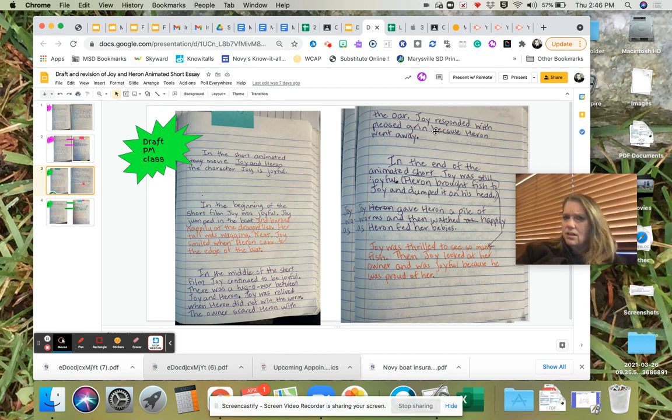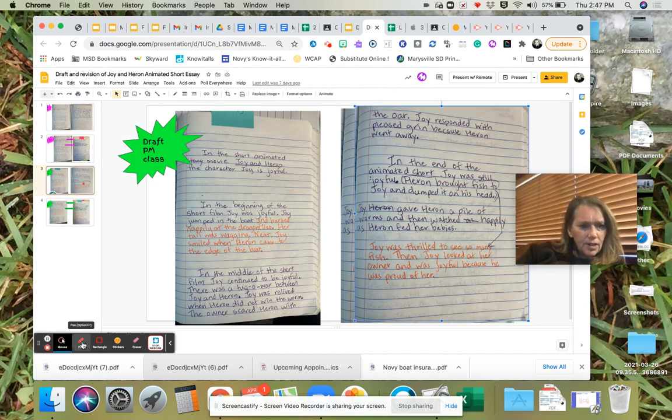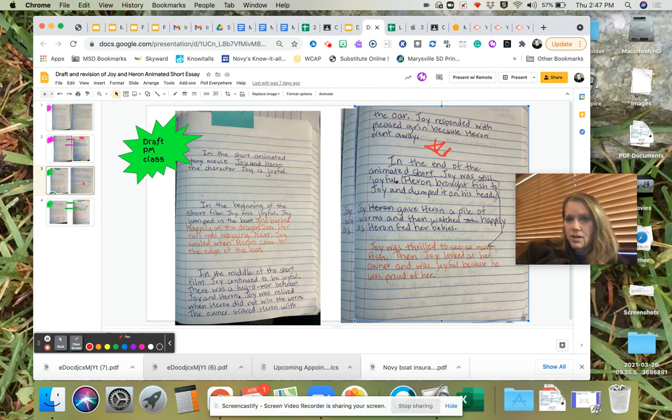Joy looked at the owner with a pleased grin because Heron went away. And then I think we could add a sentence right there. So I'm going to just get this and I'm just going to mark it. If I was able to type right on here, I would just put this next sentence in, because our job is to add sentences. So Joy responded with a pleased grin towards the owner because Heron went away.